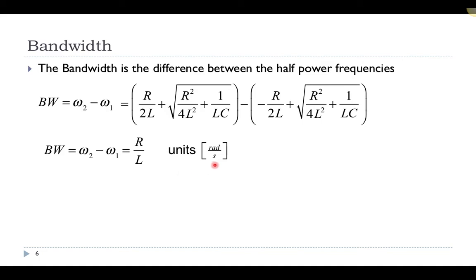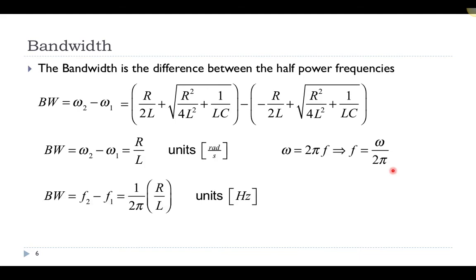The units for the bandwidth here are in radians per second because my angular frequency is in radians per second. Sometimes I might want to actually know what the frequency is in terms of hertz. And so the frequency is the angular frequency over 2 pi. So I can take that answer and I can divide it by 2 pi. So the bandwidth with frequencies would just be the difference in the frequencies, and I could divide that number here by 2 pi and I would get my answer in hertz.